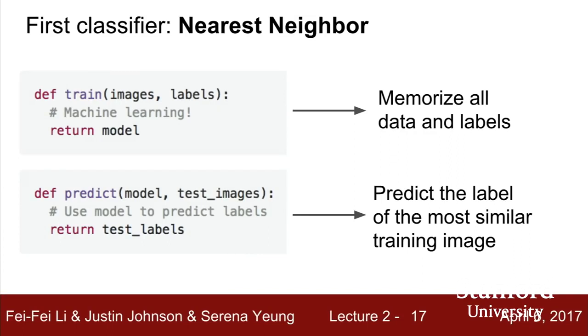The algorithm is pretty dumb, honestly. So during the training step, we won't do anything. We'll just memorize all of the training data. So this is very simple. And now during the prediction step, we're going to take some new image and try to find the most similar image in the training data to that new image, and then predict the label of that most similar image. A very simple algorithm. But it has a lot of these nice properties with respect to data-drivenness and whatnot.